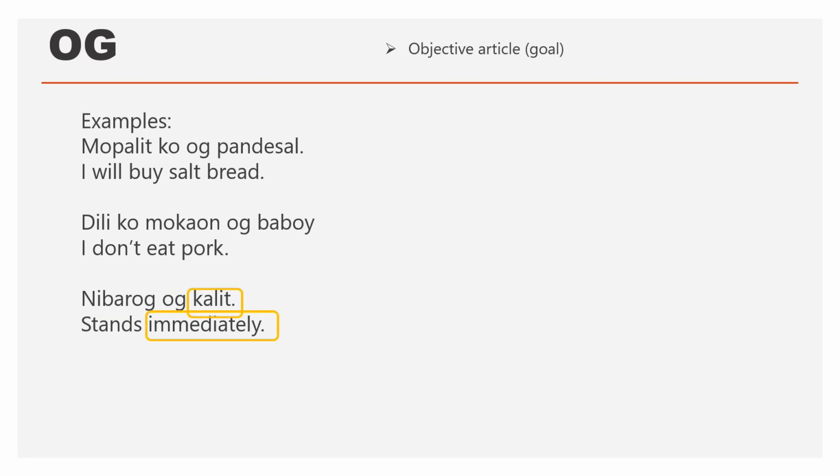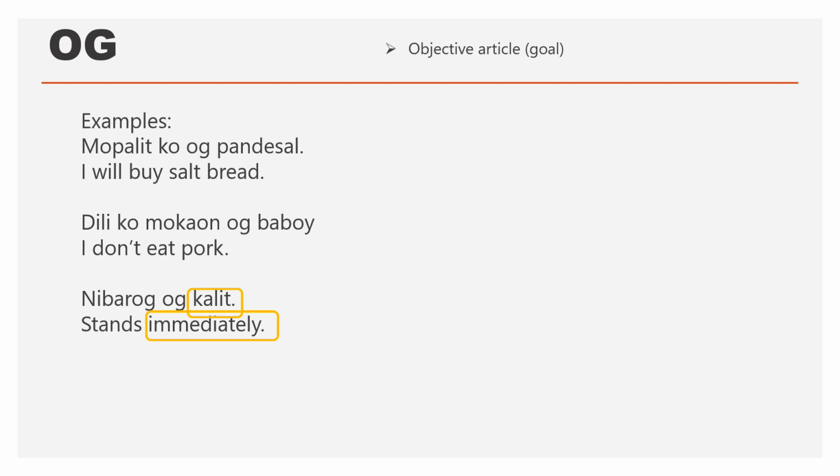So next we have nibarog og kalit. Nibarog og kalit means stands immediately. Nibarog is stands, and then kalit is immediately or suddenly.